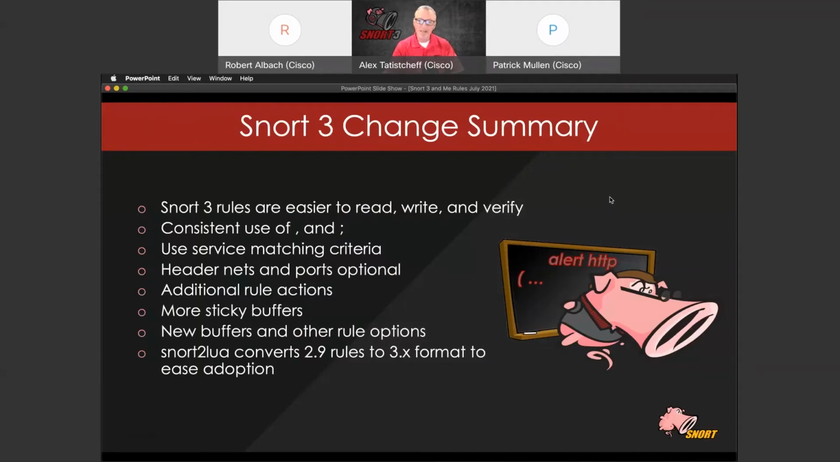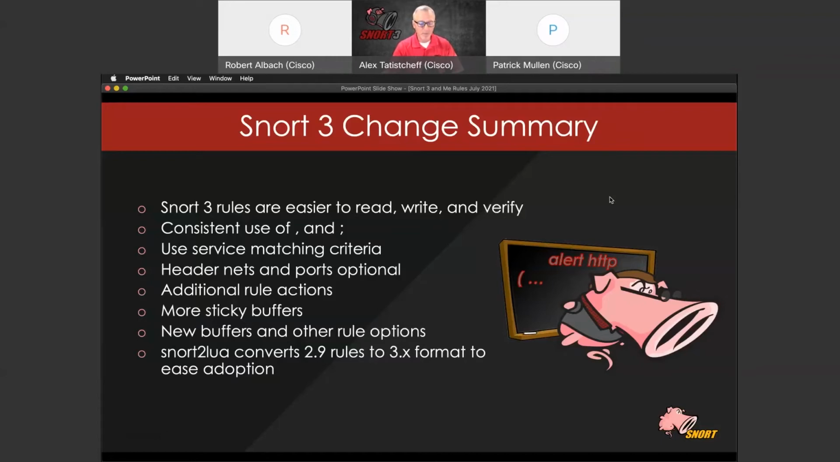There is service matching criteria. Now, this is something if you've been using the Firepower system or the Cisco Secure Firewall in the past, we've had service matching criteria for years, since version 5, actually, of the firewall back at SourceFire. We had a service keyword, but nobody else did. It didn't work in open source Snort. Now, open source Snort has that. That's big. Yeah, that's pretty big. That gives the capability to rule writers. It just wasn't there before unless you had the commercial product.